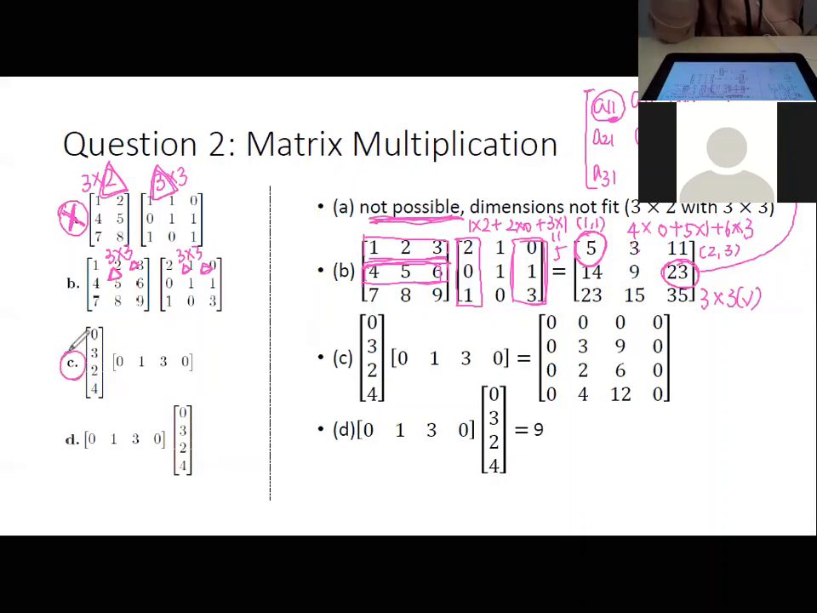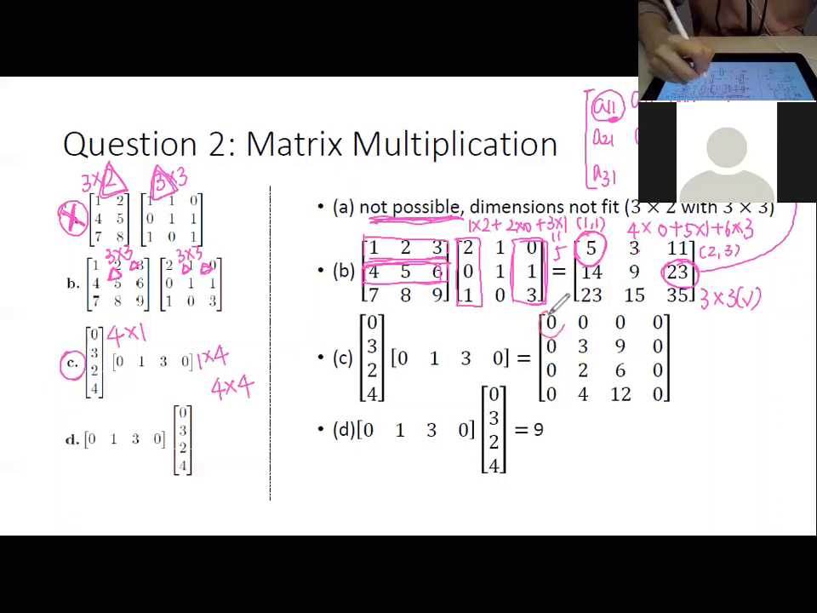Then we come to question C. For question C, again, we check the size. It's 4 times 1, and it's 1 times 4. And then we make a prediction. The size of the final result must be 4 times 4. And now we see the solution.